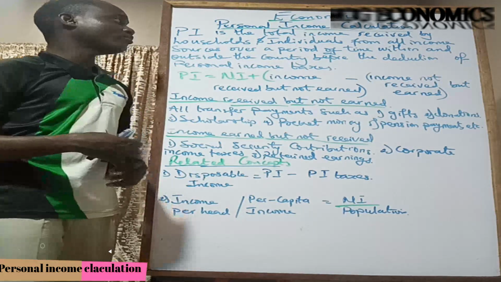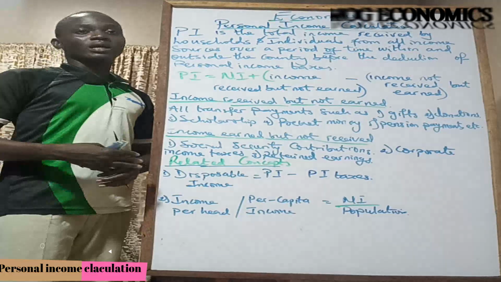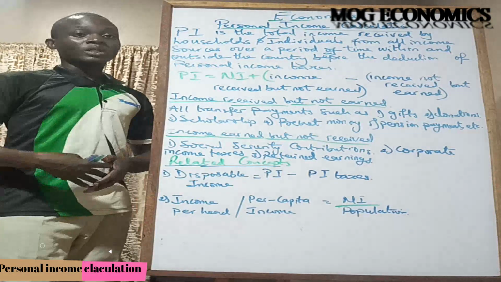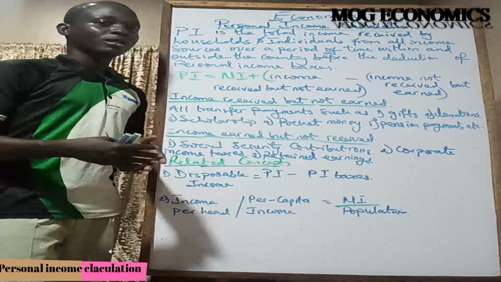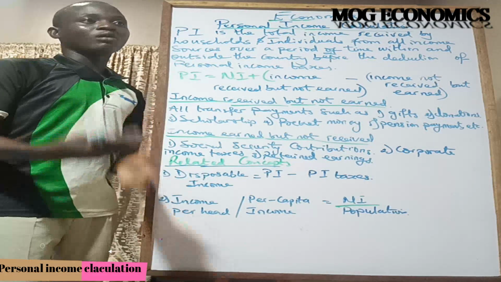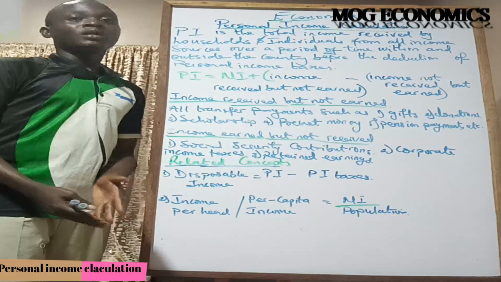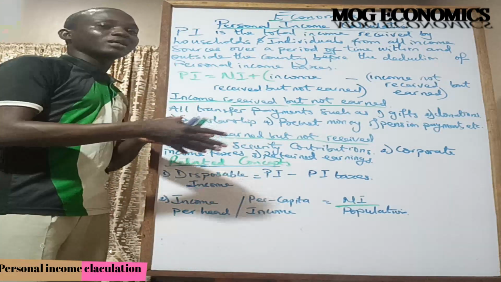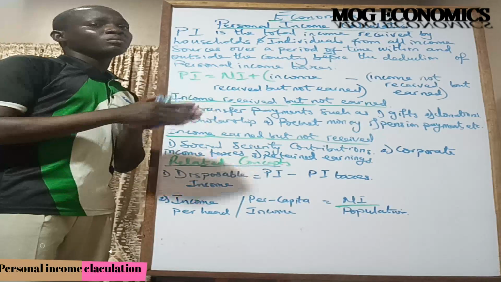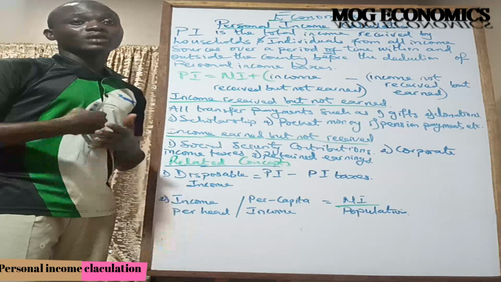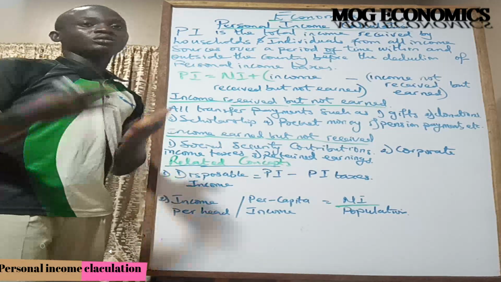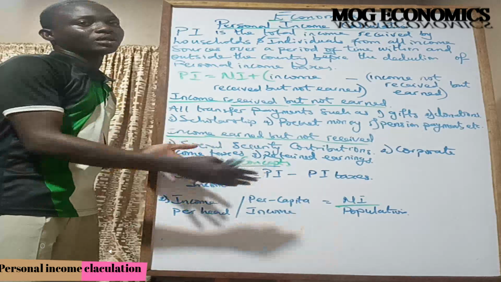So there's a formula for it, and the formula is personal income equals national income, right? Plus income received but not earned by households. Those are actually transfer payments, those things that you don't add when you're calculating your national income because they were not meant for currently produced goods and services. But households receive them anyway, so it's part of their own income. Then you subtract income earned but not received from that calculation.